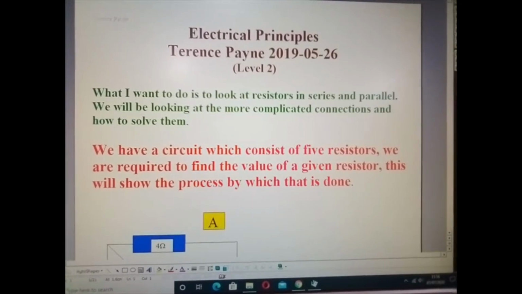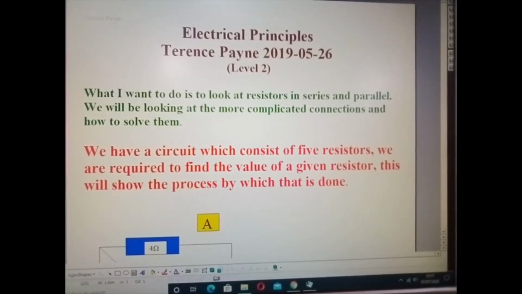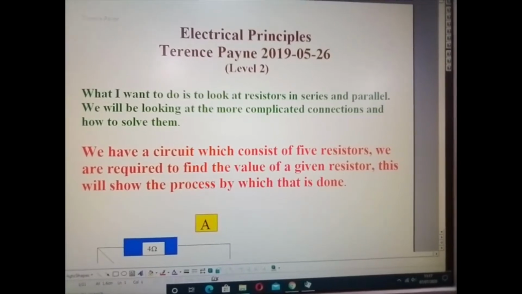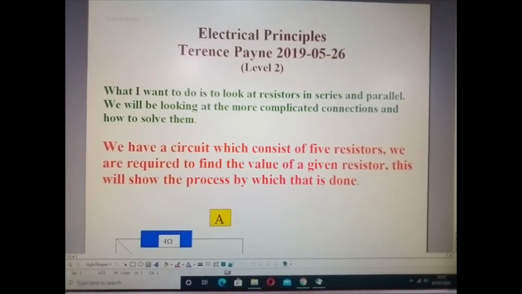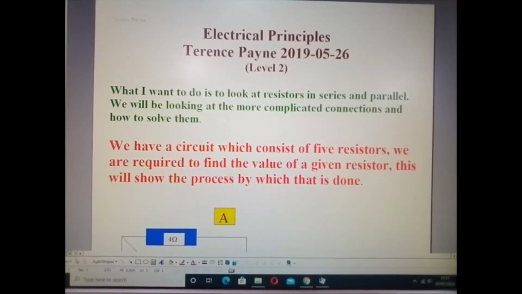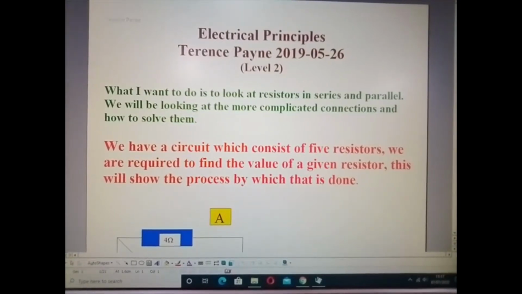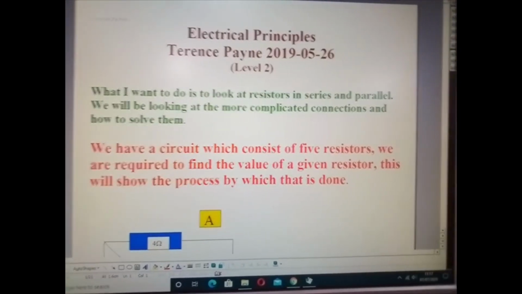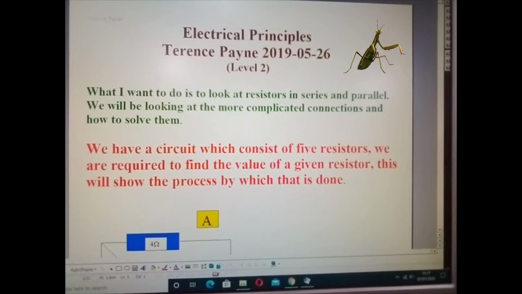Okay, welcome back. What I want to do is to recap on some work I did previously. Now, it was something to do with electrical principles and the calculations of resistors in series and parallel.